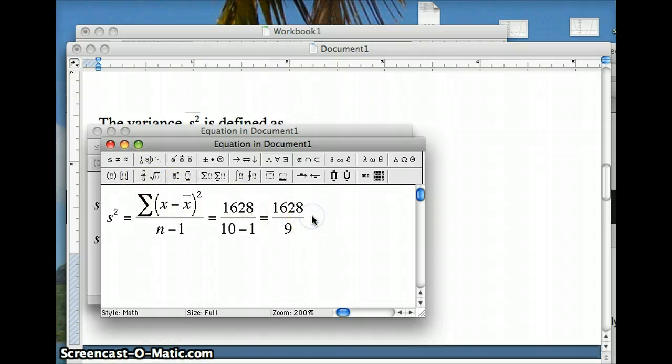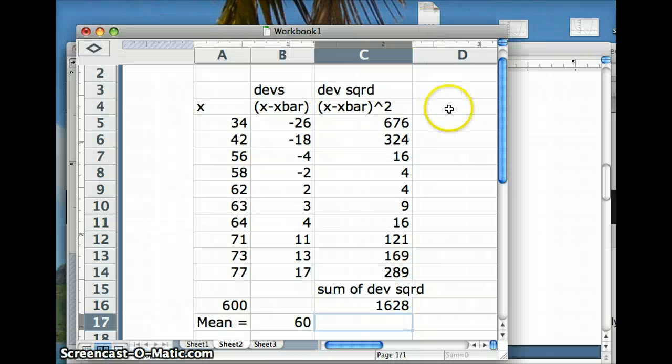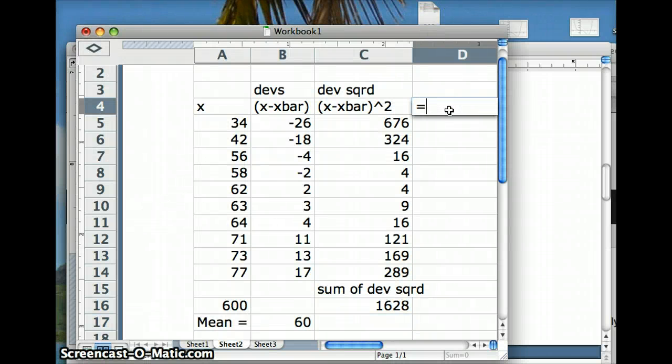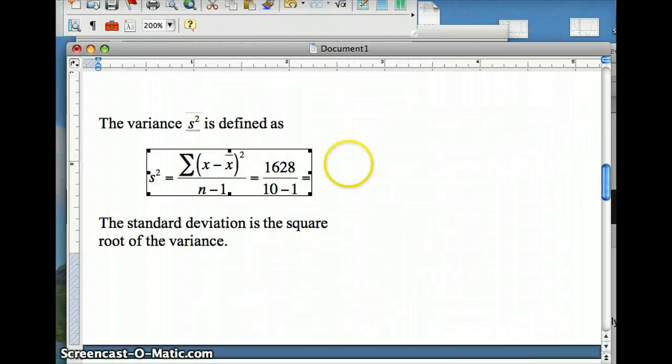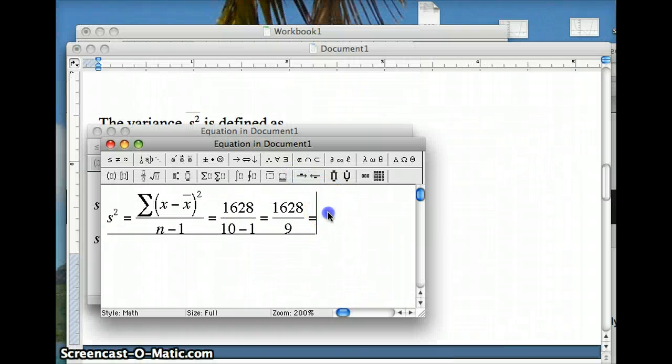And we can go to Excel to help us do that. So we can say equals 1628 divided by 9. And that gives us 180.89. So 180.89 is our variance. Now S, the standard deviation, has to be the square root of the variance.